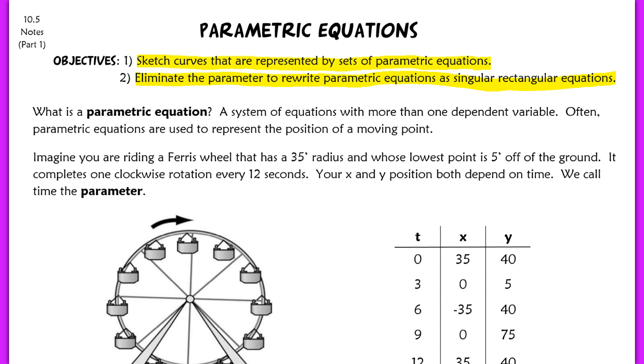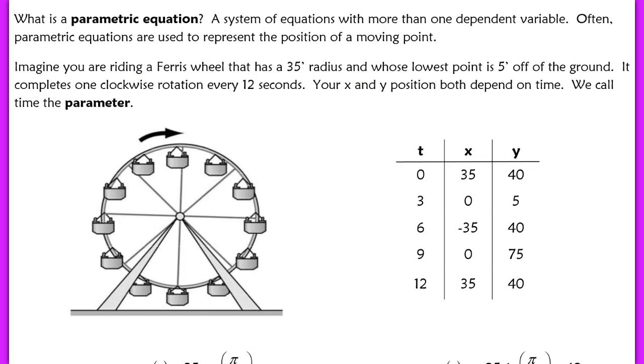So let's talk about what a parametric equation even is. A parametric equation is a system of equations with more than one dependent variable. Often parametric equations are used to represent the position of a moving point. And this is a really important concept for today.